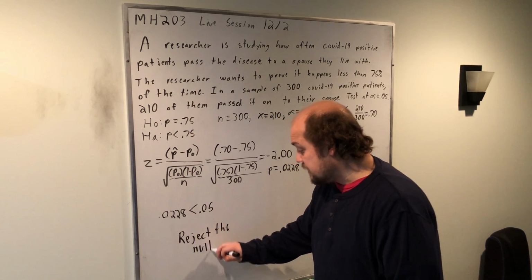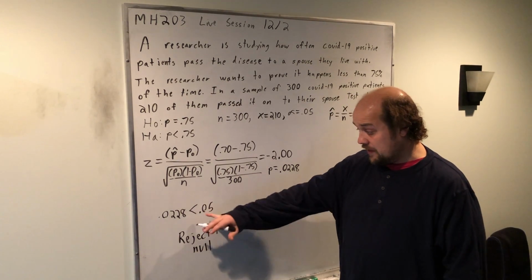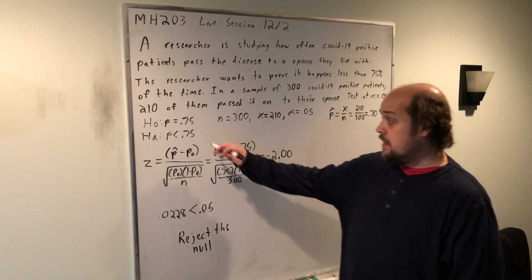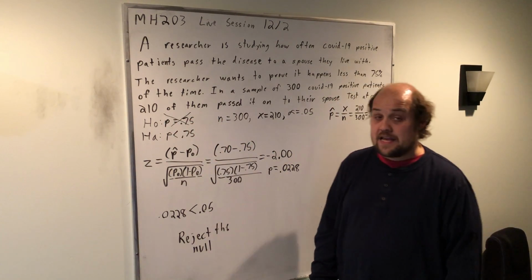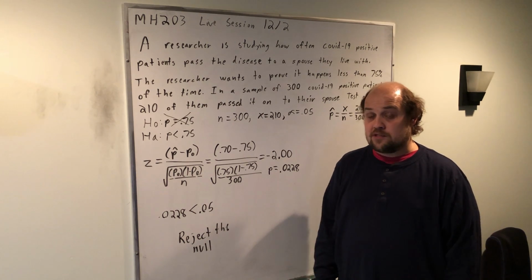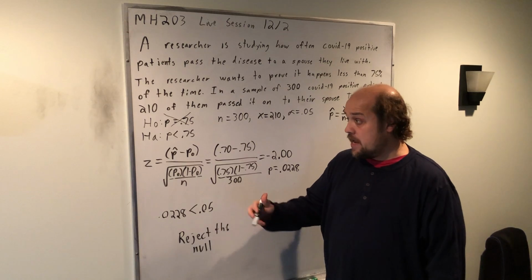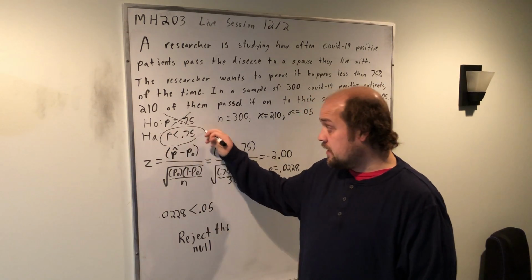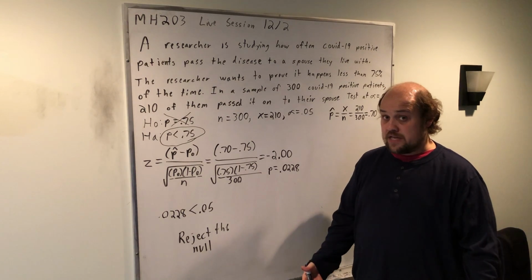What that really means is we've officially proven statistically significantly at the 0.05 level that it is not correct that on average 75% of people living with spouses who test COVID positive pass it on to their spouse. Instead, we've statistically proven that it's true that less than 75% pass it on based on our sample.